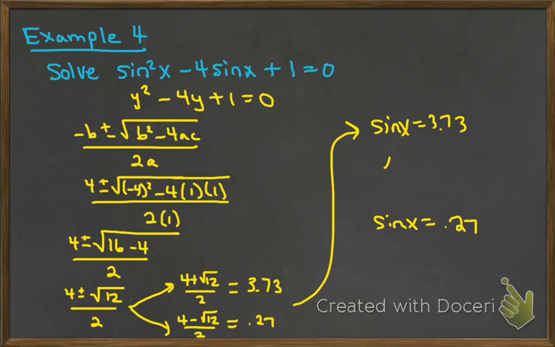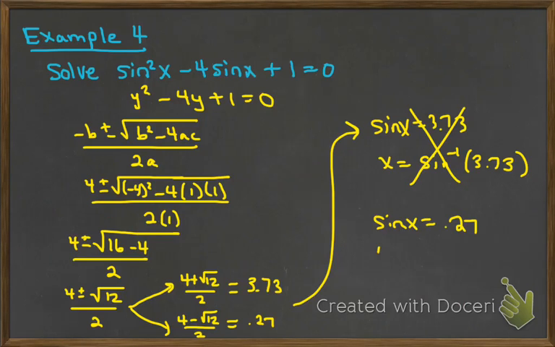So to solve for x, I have to do the inverse sine, so sine to the negative 1 of 3.73. Remember when we first talked about doing the inverse sine? Sine and cosine, the biggest they can be is 1, the smallest is negative 1. So because 3.73 is bigger than that maximum, there is no answer for that part of it, because it is more than 1. It's outside of the range.